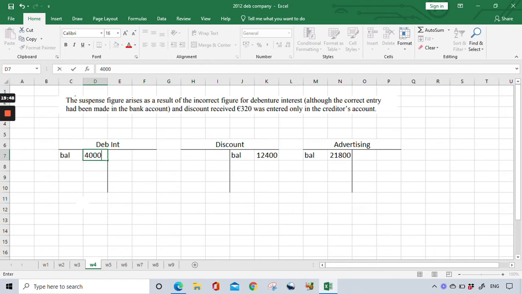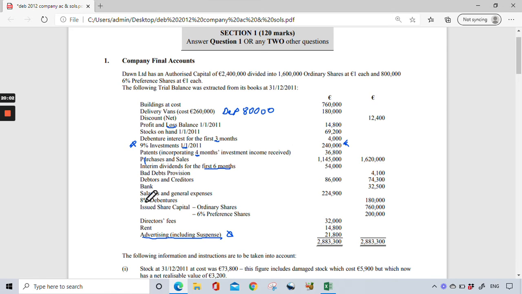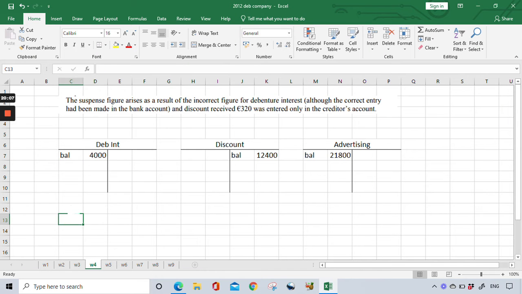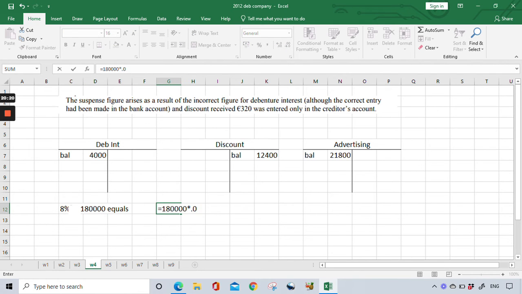I know that that's going to be wrong because it's told up here, incorrect figure for debenture interest. So the first thing I'm going to work out is what is the correct figure for debenture interest. So I go back to the trial balance, I find debentures, 8% debentures, 180,000. So 8% of 180,000 equals 180,000 times 0.08, 14,400. That is my figure for the year.